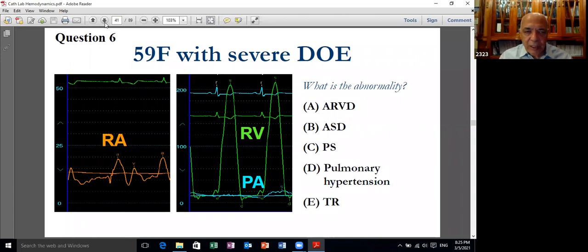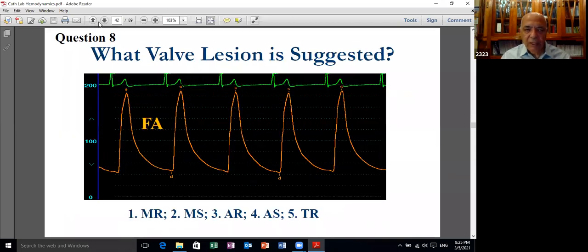Now, a simple question here is a 59-year-old female presenting with shortness of breath. Look at this diagram. This is the right atrium here. This is the right ventricle against the pulmonary artery. Which of these is the typical abnormality? RVD, ASD, pulmonary stenosis, pulmonary hypertension, tricuspid regurg. If you look into the right atrium, there is a very prominent A wave, and there's a slightly attenuated V wave. There is a marked gradient between the pulmonary artery pressure and the right ventricular pressure. So obviously C, very simple, C is the appropriate explanation.